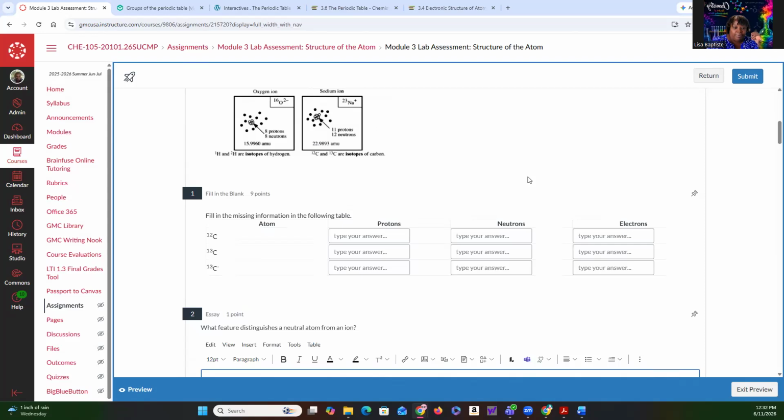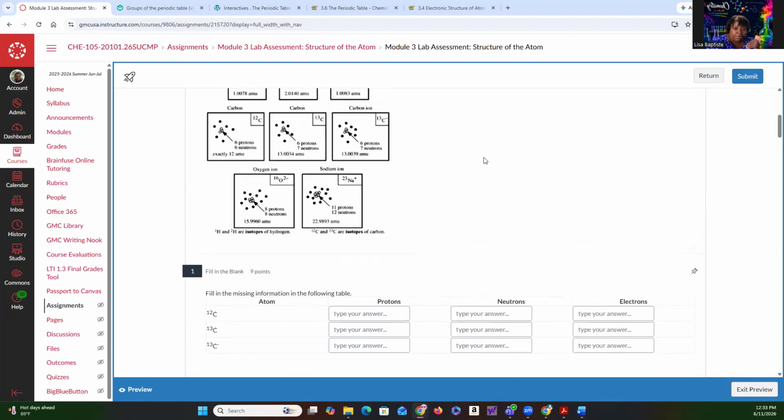So remember, the atomic number represents the number of protons. The number of electrons is the atomic number as well, unless the charge is positive or negative. If it's negative, we're going to add electrons. If it's positive, we're going to subtract electrons.